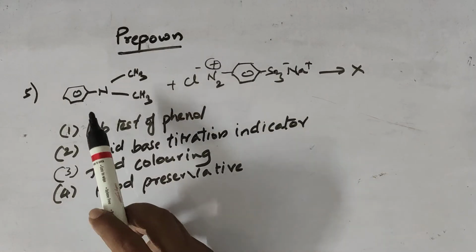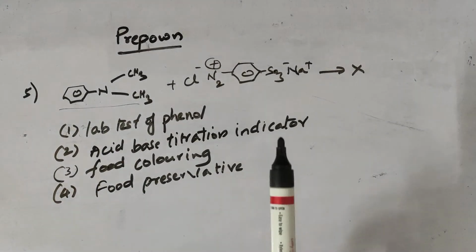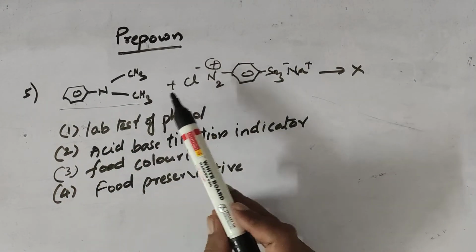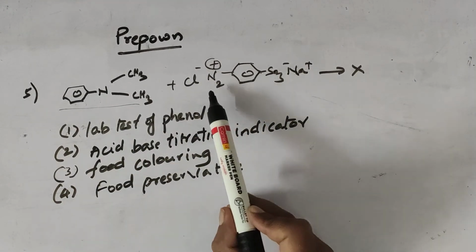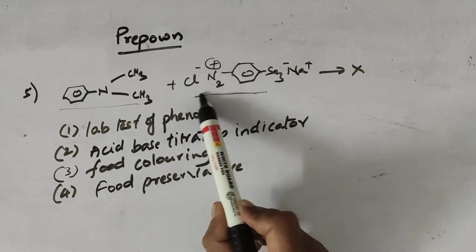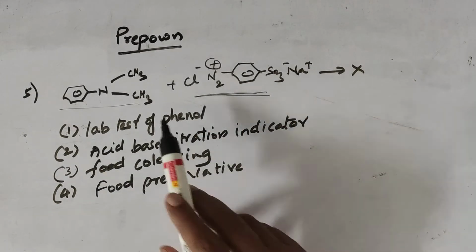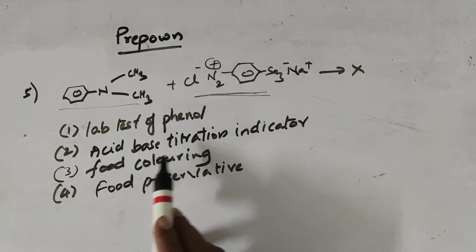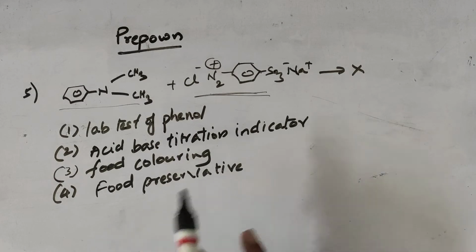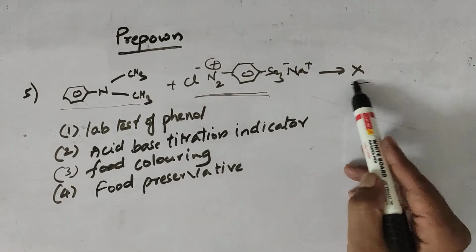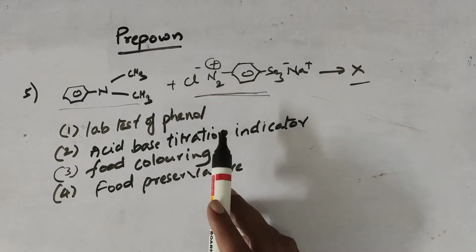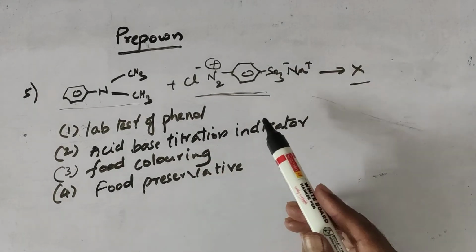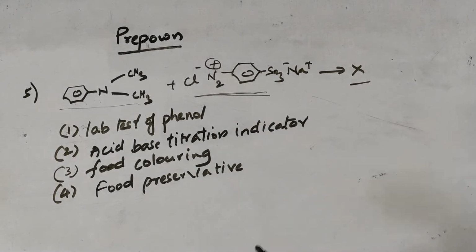So the next question is, this particular compound is given. It's an amine followed by a diazonium chloride which contains SO3Na. These two on reaction give X. X is what? Is it a lab test for phenol, an acid-base titration indicator, a food coloring or a food preservative agent? Now, the difficulty in the question lies here: everybody who has learnt electrophilic aromatic substitution and coupling reactions will be able to produce this compound X. But what is X is the question.